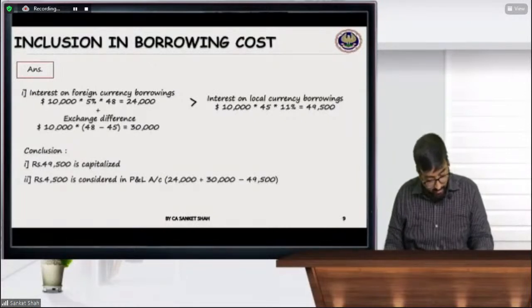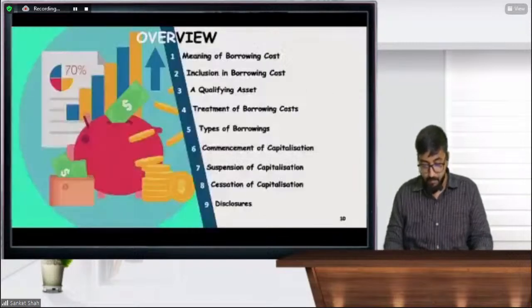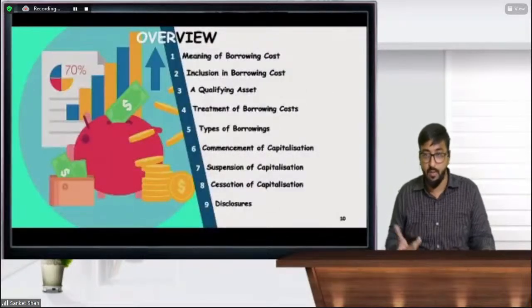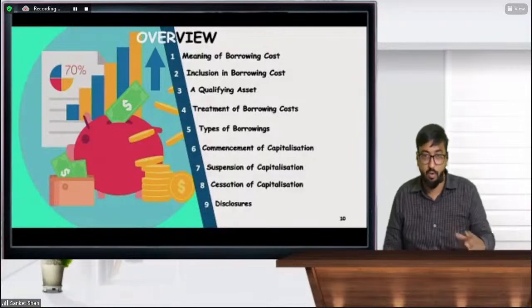हाँ बेटा मतांजलि, yes. Sir, qualifying asset के बारे में बात कर लीजिए. So tell about qualifying asset.